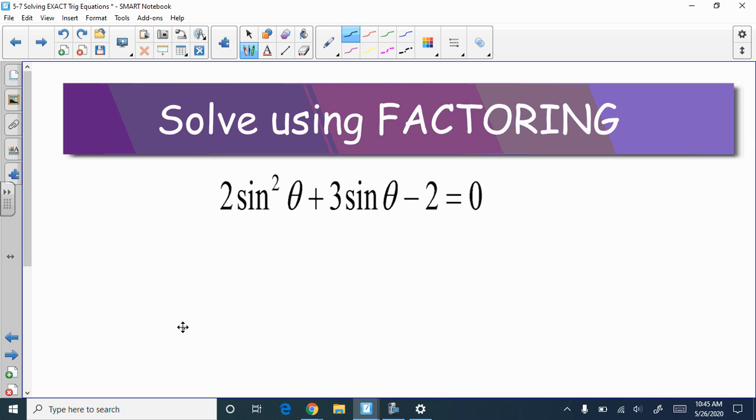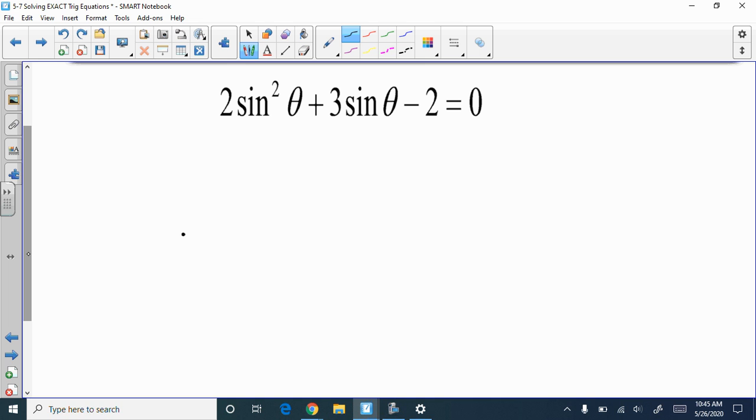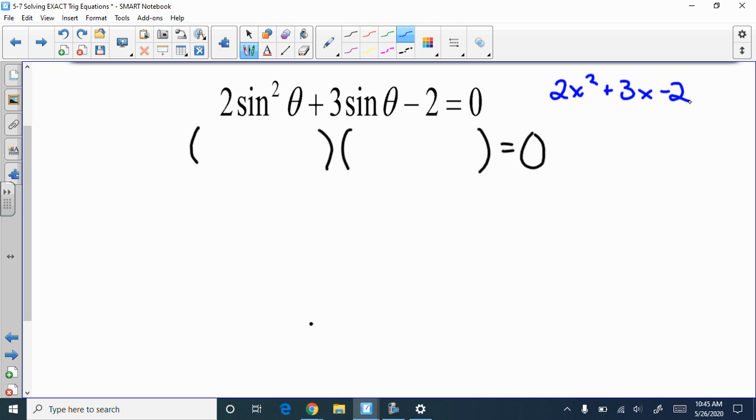All right, let's take a look at one final example, and hopefully you're seeing how you can solve these. This one right here, it's already set equal to 0, so I don't have to worry about that, but I can go ahead and factor this. If you want to, just think of this as 2x squared plus 3x minus 2, and how would you factor that? I can factor this into a 2 sine theta, and then a sine theta here, and I need to get a positive 3 in the middle, so I'm going to do a plus 2 and a minus 1 here.